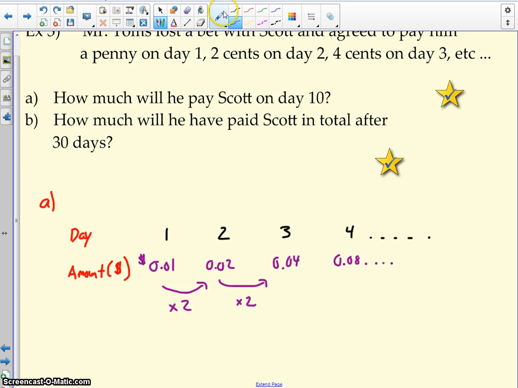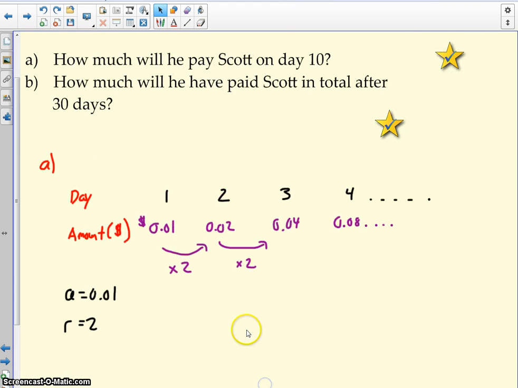So what this means, if I want to treat this as a sequence, my first term is 0.01, and my r is 2. So to answer part A, where it says how much will I have to pay Scott on day 10, well, on day 10 I'd be looking for the 10th term. So on the third day I pay him 4 cents, on the fourth day I pay him 8 cents, the fifth day it'll be 16 cents. How much do I have to pay him on day 10?